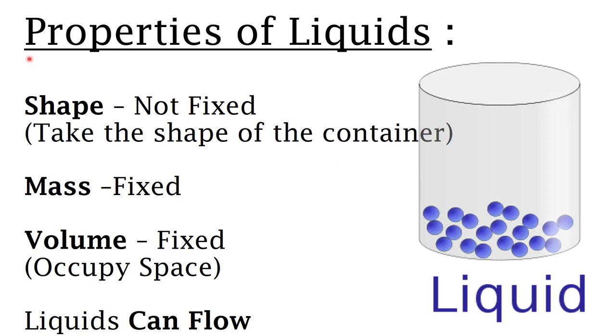Let's now discuss properties of liquids. We all know that liquids do not have fixed shape. Rather, they take the shape of the container in which they are kept. Mass, yes, they have fixed mass. As far as volume is concerned, it is also fixed. It's interesting that liquids can flow.